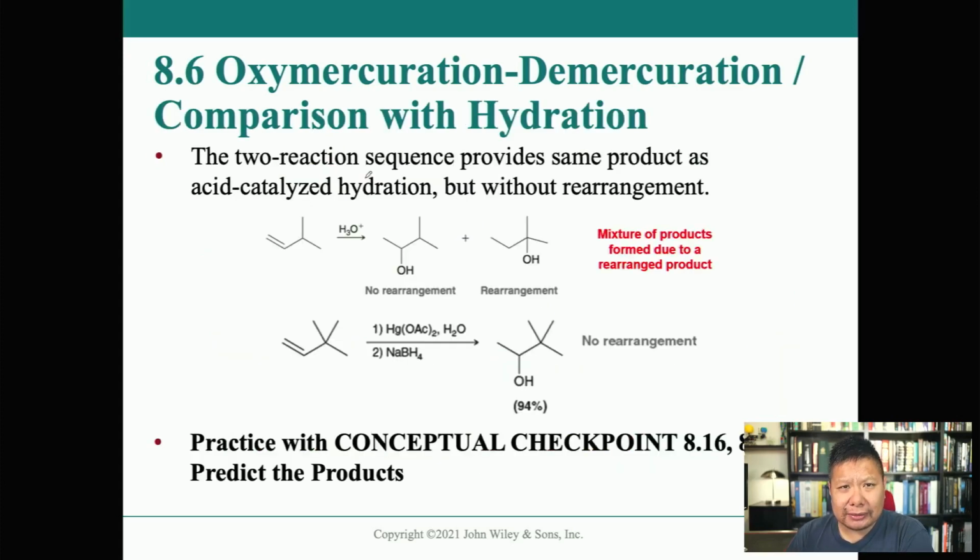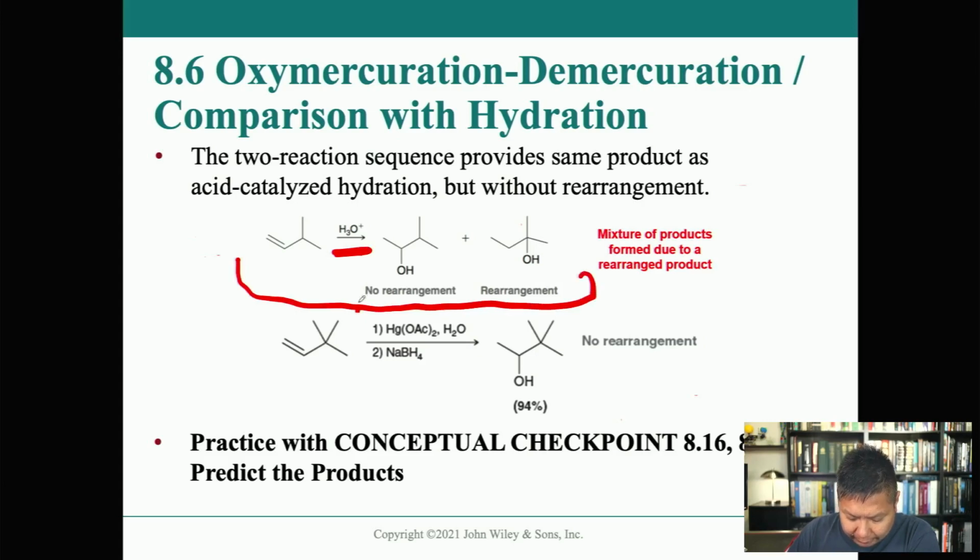So, oxymercuration-demercuration compared with hydration. The two-reaction sequence provides the same product as the acid-catalyzed reaction, but without rearrangement, which is what I just said. Here we have water with H3O+ and sulfuric acid doing an addition across a double bond, and you have a mixture of no rearrangement and rearrangement, because it wants to move over here to get the carbocation right there, and so that's where the nucleophile is going to attack.